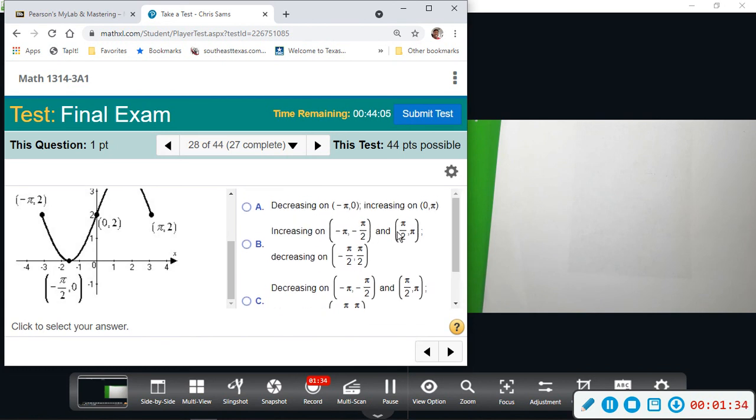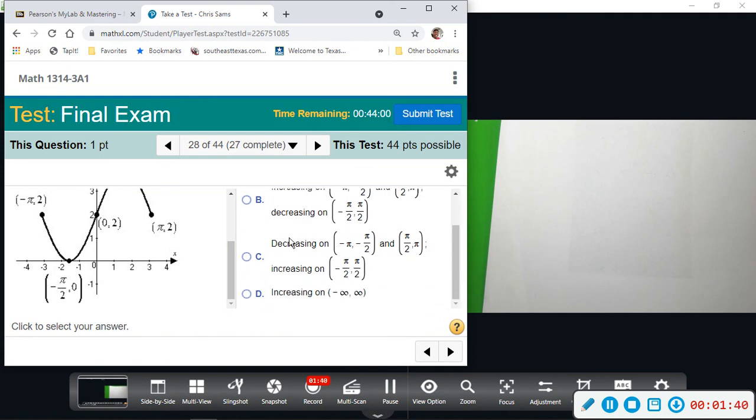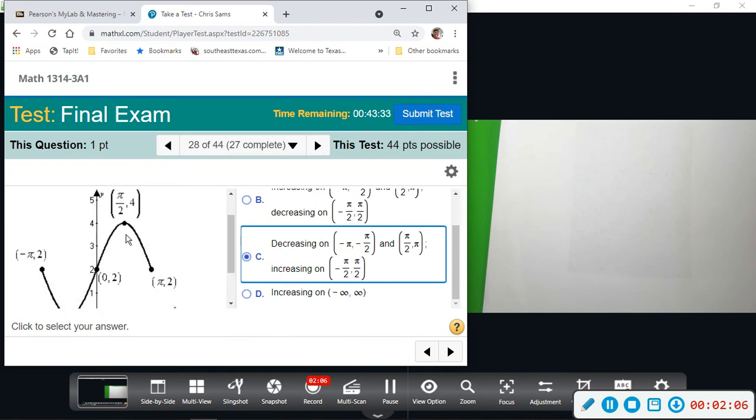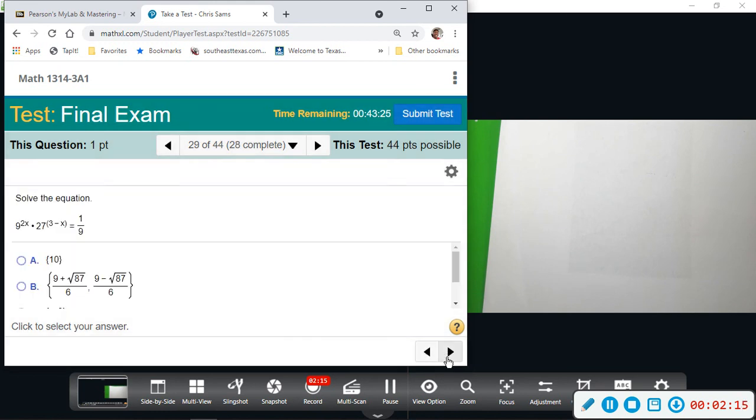So A does not match. B, I'm just looking for the increasing part. Don't see it. C, increasing on negative pi over 2 to pi over 2. So that one will be good. I didn't even do the decreasing. Decreasing from, sorry, x values, negative pi to negative pi over 2, and then also decreasing from pi over 2 to pi. And that's the only one that matches with the increasing, so everything else falls in line.